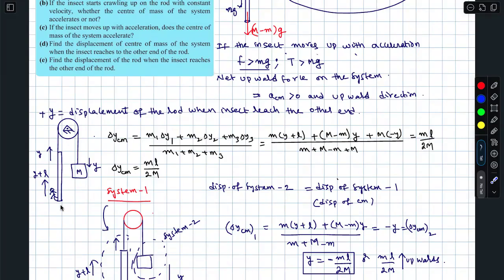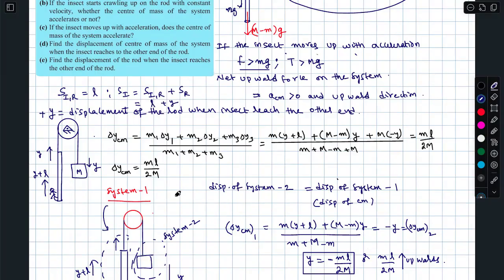By the way, displacement of the insect with respect to the rod is L. But what is the displacement of the insect? Displacement of the insect is displacement of the insect with respect to rod plus displacement of the rod. This will become L plus Y. That's what I have written here.